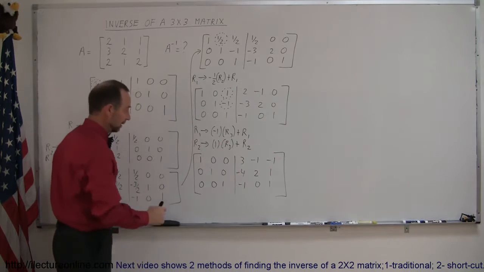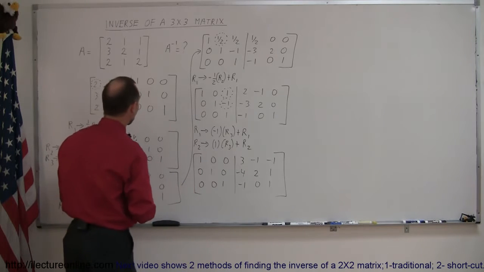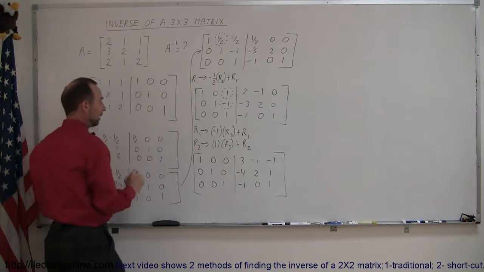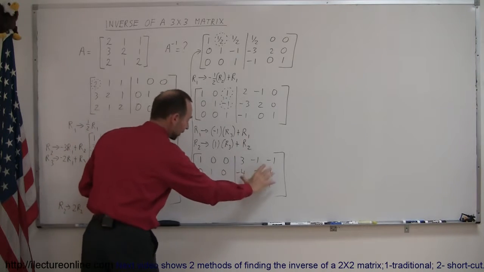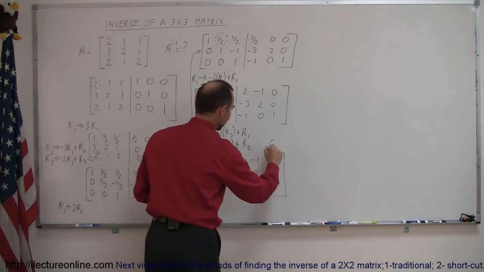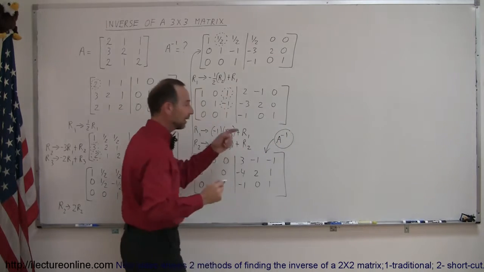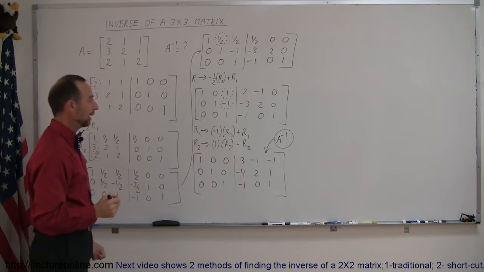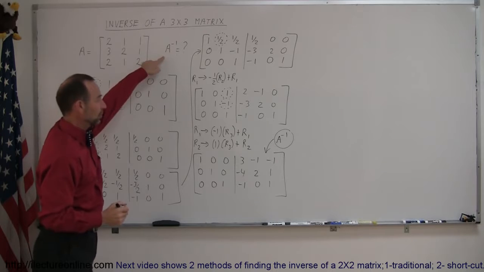And we're done. Here now, on the left side, we have what we call the identity matrix. That's what we started with on the right side. And notice that this matrix on the right side turned from an identity matrix into something different. And this here is called the inverse of the matrix A, which is how we write it, A to the minus 1.